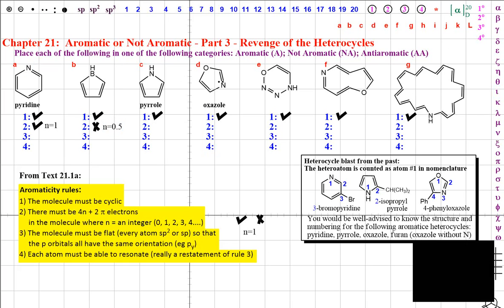Pyrrole will be using a lone pair on the nitrogen to achieve aromaticity with 6 pi electrons. Two, 4, and after rehybridization into a p orbital, they count as p electrons, that is pi electrons, giving us 6.